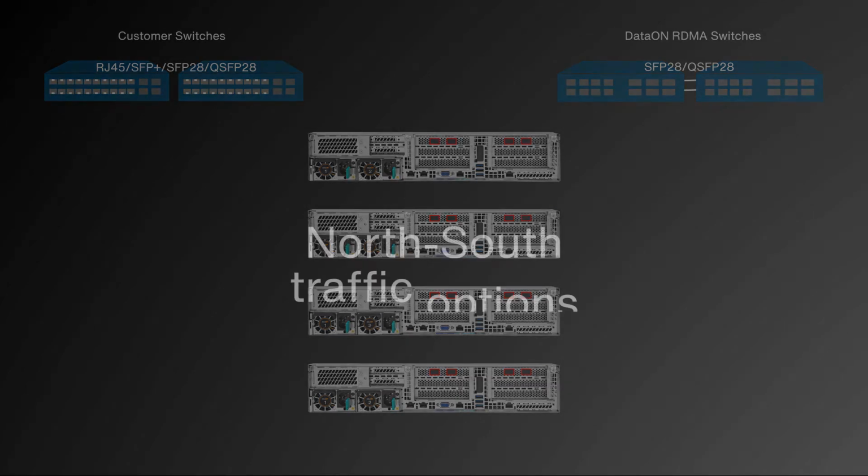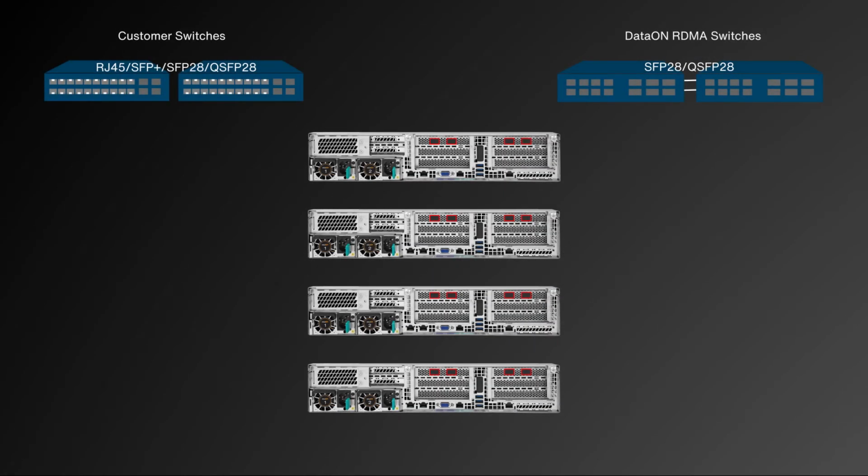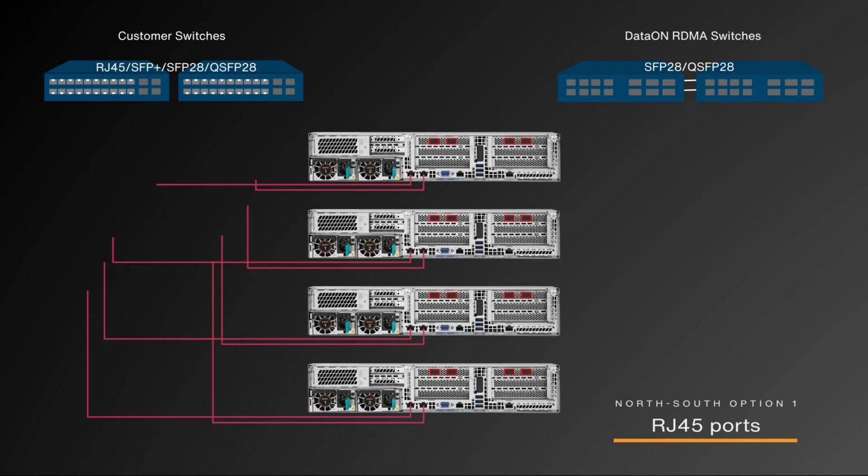We will now present three options for north-south traffic. Option 1, RJ45. The most straightforward setup for north-south traffic would be to leverage the 10 gigabit RJ45 ports from each server to switches. They would be teamed using switch embedded teaming for high availability.